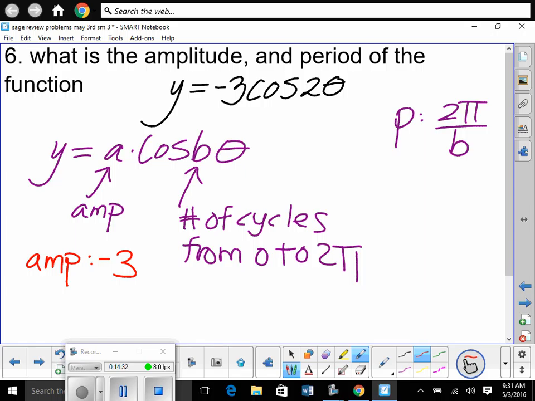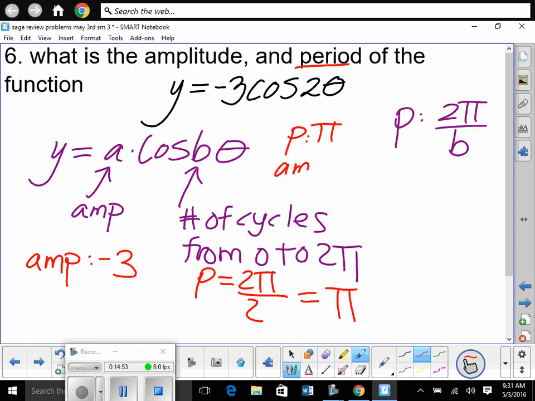Then we're asked to find the period, right? So there are 2 cycles from 0 to 2 pi, and our period is the physical length of a cycle. We know it's this formula: 2 pi divided by b, and b is 2, so what's our period? Pi. So that's how we answer it. Period is pi, and amplitude was -3.